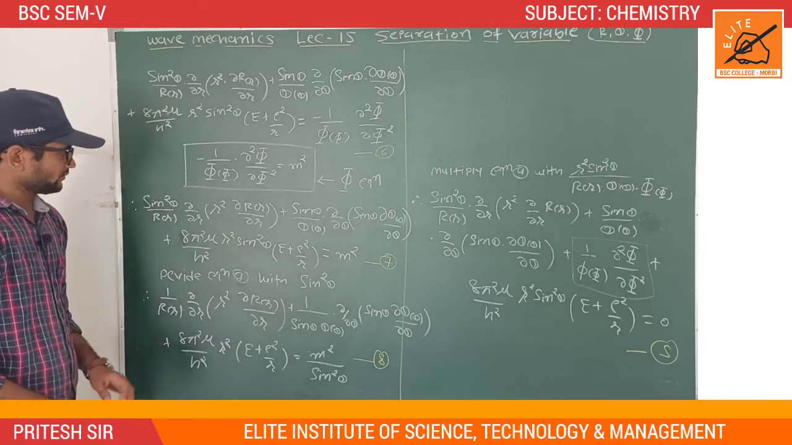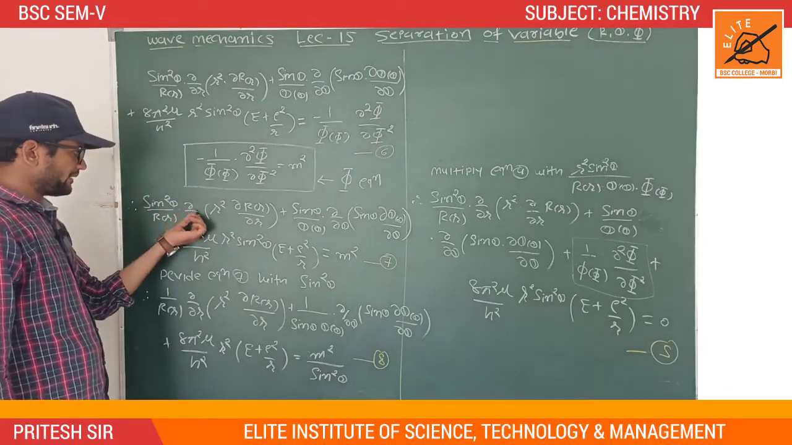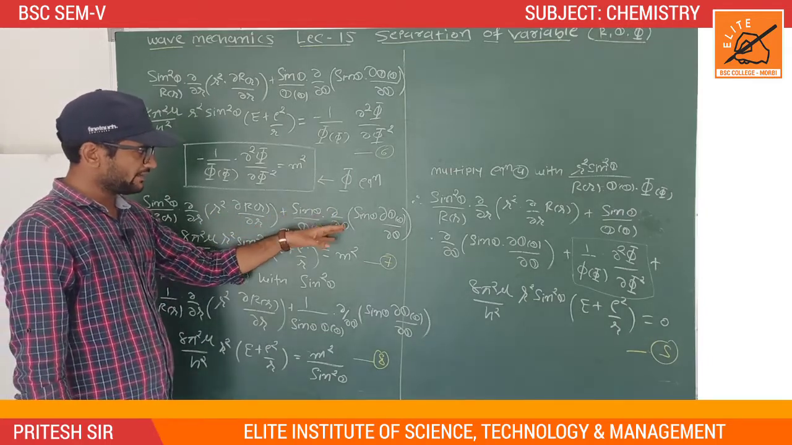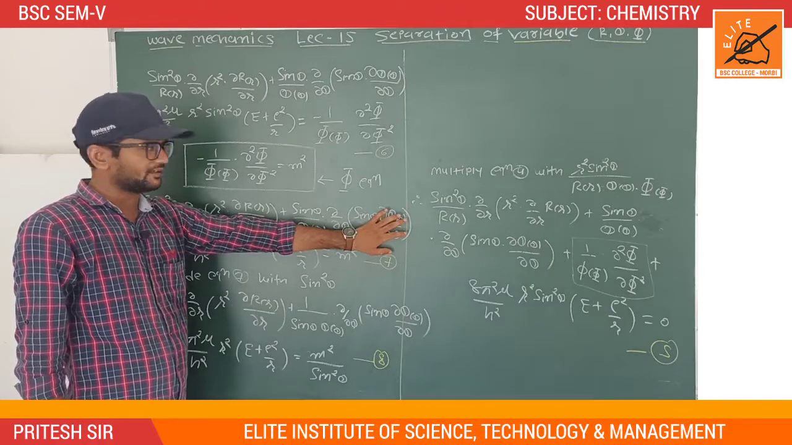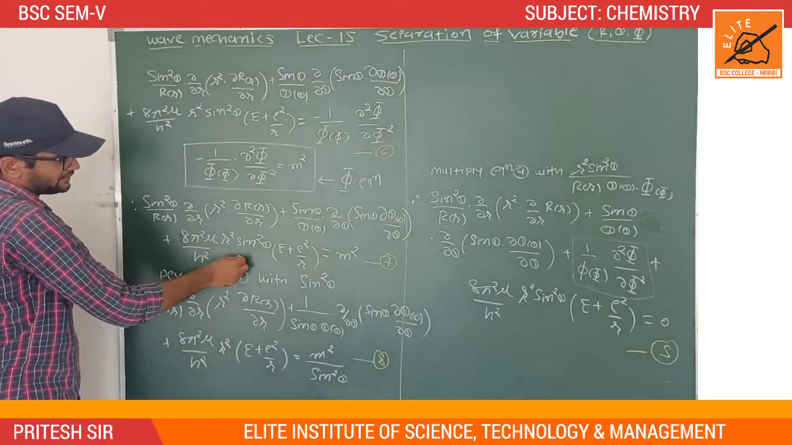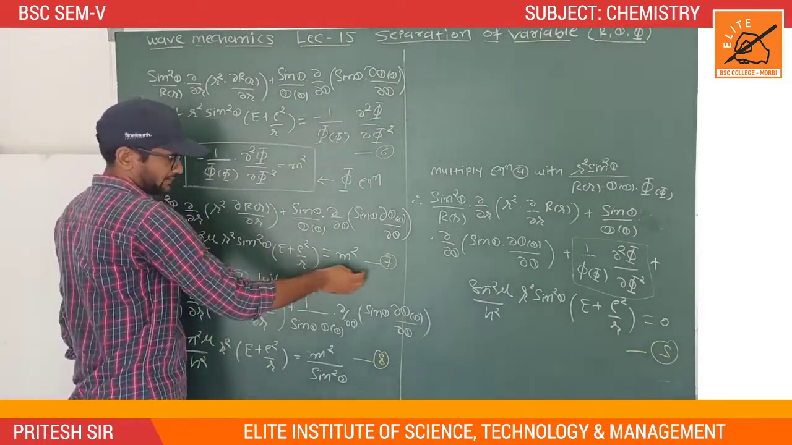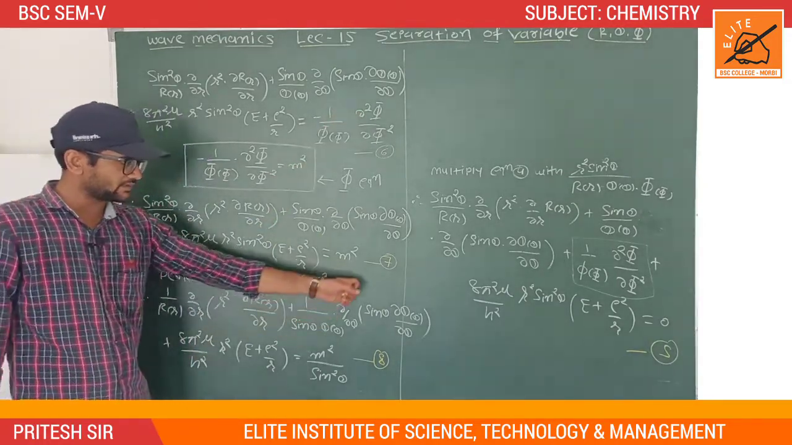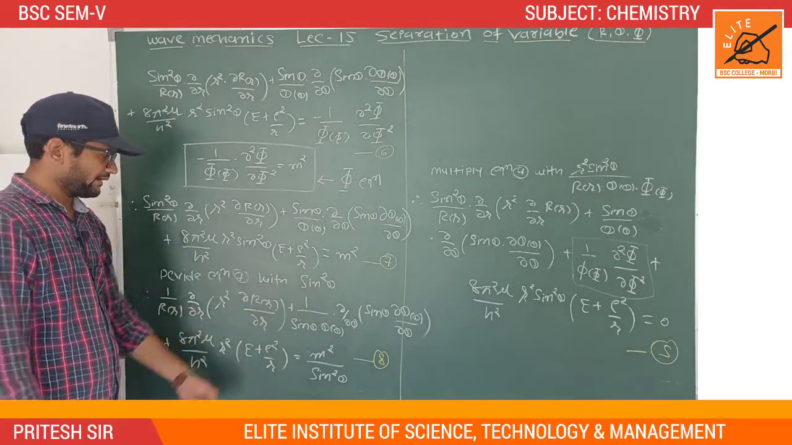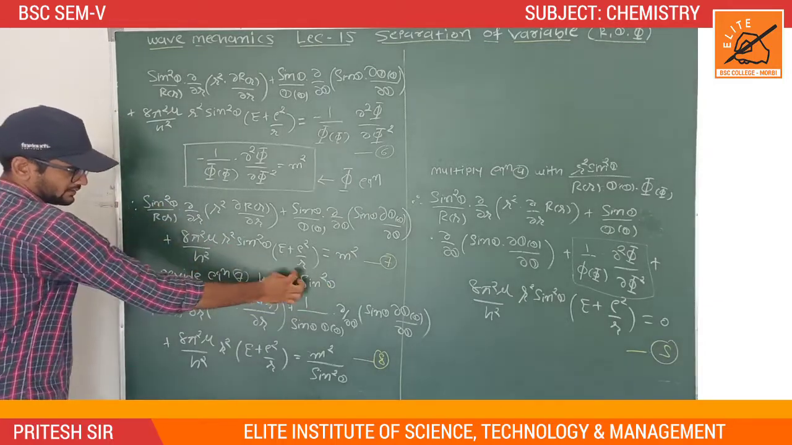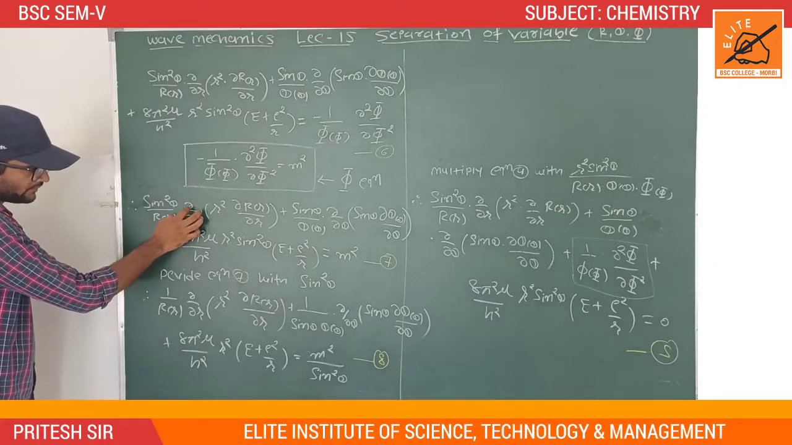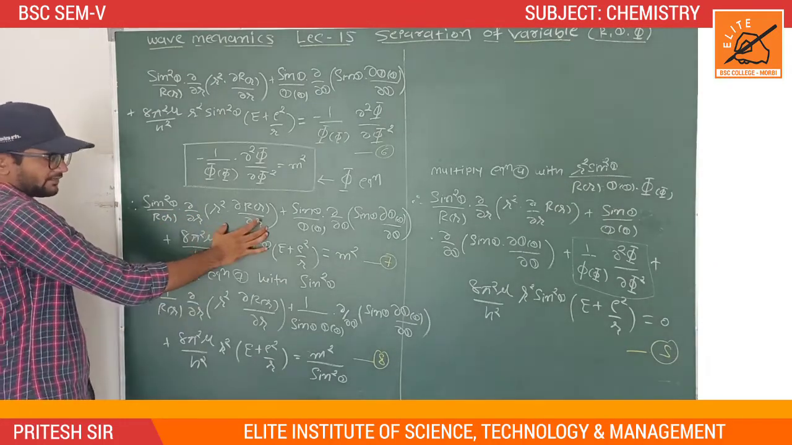Okay, so sin²θ/R(r) ∂/∂r (r² ∂R/∂r) plus sin θ/Θ(θ) ∂/∂θ (sin θ ∂Θ/∂θ), and 8π²μ/h² r² sin²θ (E + e²/r), and this term will become m². Okay, so this is equation number 7. Now divide equation 7 by sin²θ. At that time, this sin²θ and this sin²θ both are cancelled out, so the remaining is 1/R(r) ∂/∂r, and this term remains as it is.